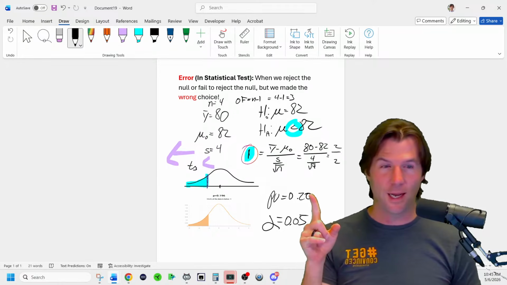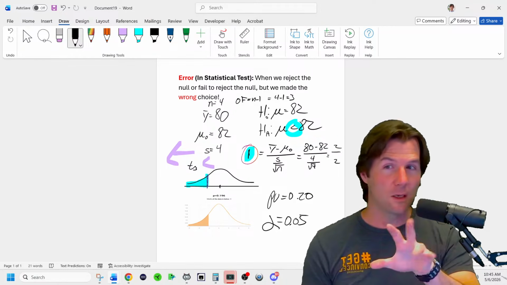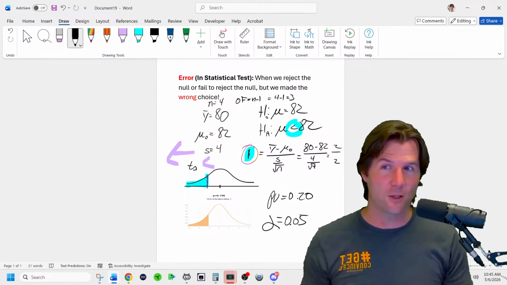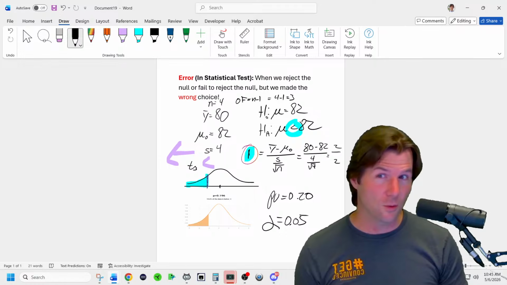So p-value high, let the null fly. Great job, Elise, right there. So you're going to let the null be. We say when the p-value is low, reject the null. When the p-value is high, just let it fly. Don't reject the null. So you're going to believe that the average could still be 82.